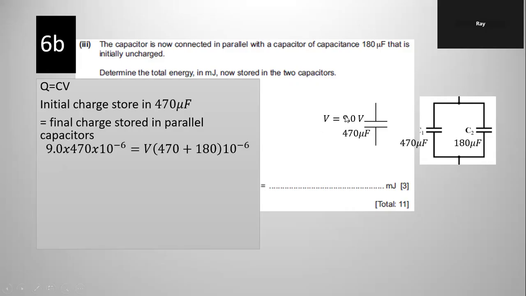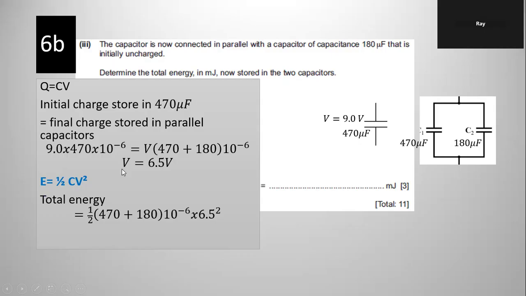So initial charge, we use Q equals CV: 9 times 470 times 10 to the power minus 6. Then finally the potential is the same, V take it out, because they are in parallel. So 470 plus 180 times 10 to the power minus 6. V is 6.5 volt, and use the total energy formula. Total capacitance is their parallel, and then half V squared.